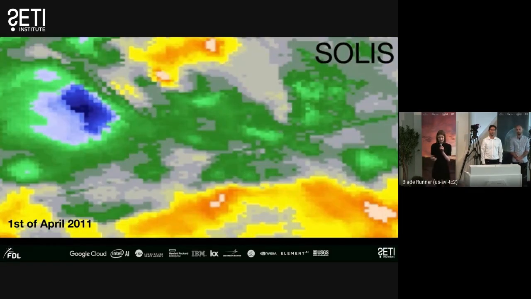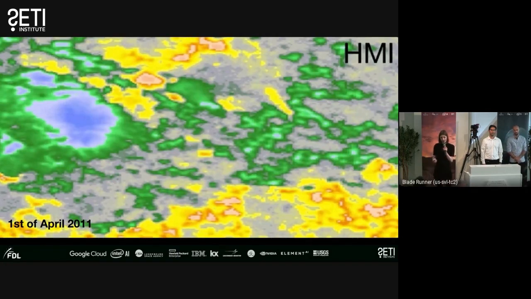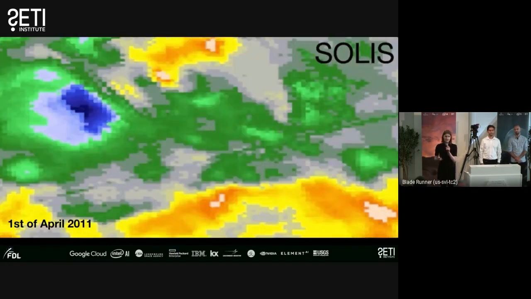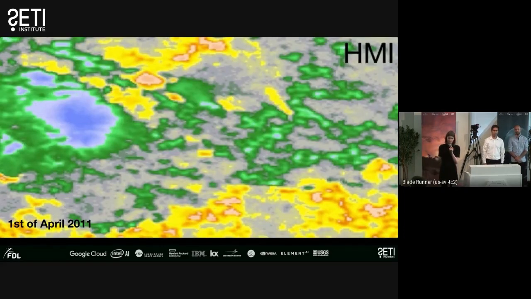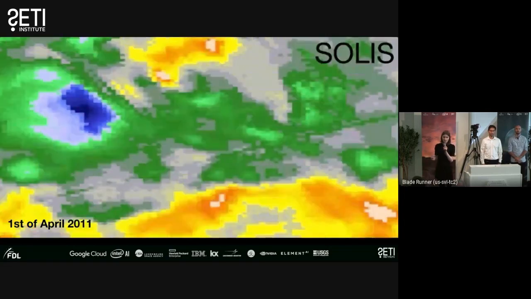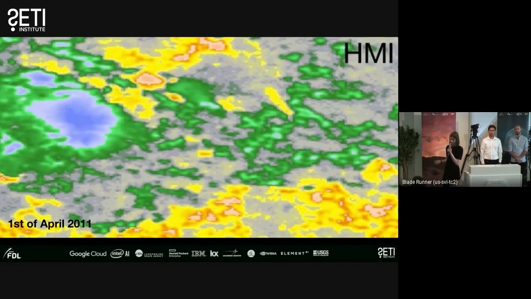So if we want to study the small scale evolution of the magnetic field of the sun, we need high resolution images. But if we want to study the long-term evolution of the magnetic field of the sun, we need 40, 50 years of data. And at the moment, we can't have both at the same time.